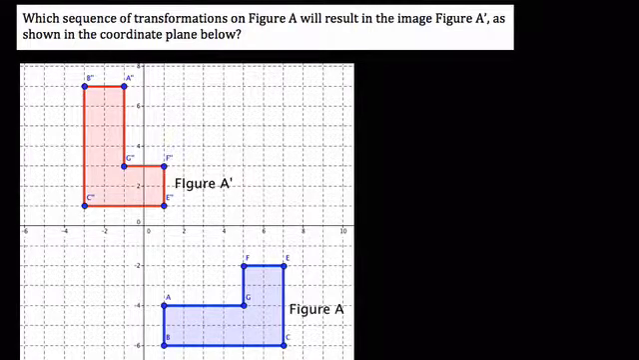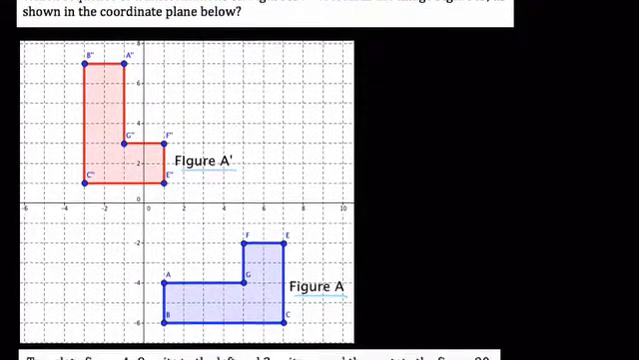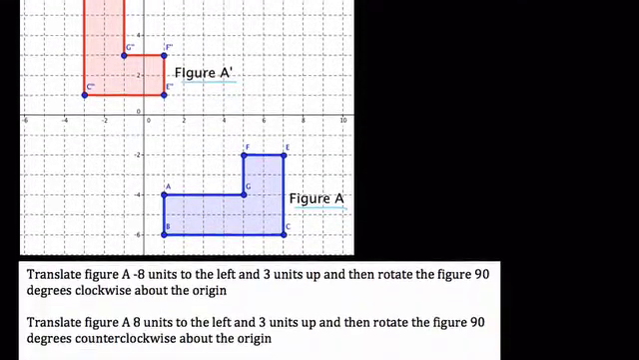Okay, so in this problem, they want to know which sequence of transformations will take us from figure A to figure A prime. So here's figure A, here's figure A prime. So from A to A prime, and they do give us some choices here. It is a multiple choice question.